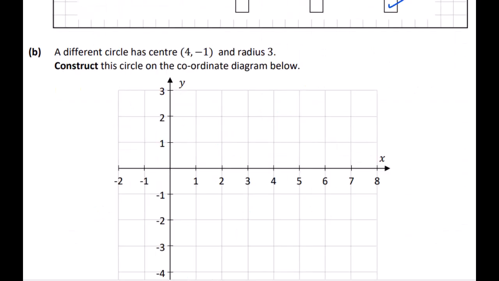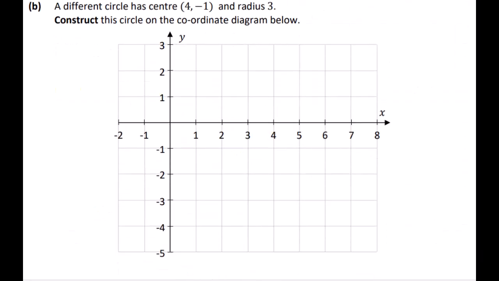Okay, a different circle has center 4, 1 and radius 3. Construct this circle on the coordinate diagram below. So 4, 1 is here. And you're going to have to use a compass, and it has radius 3, so you're going to have to go 1, 2, 3 units out along here and then draw a circle.